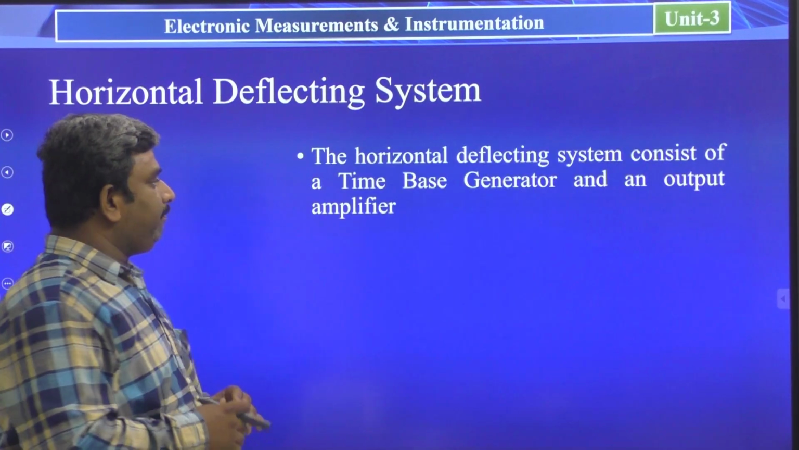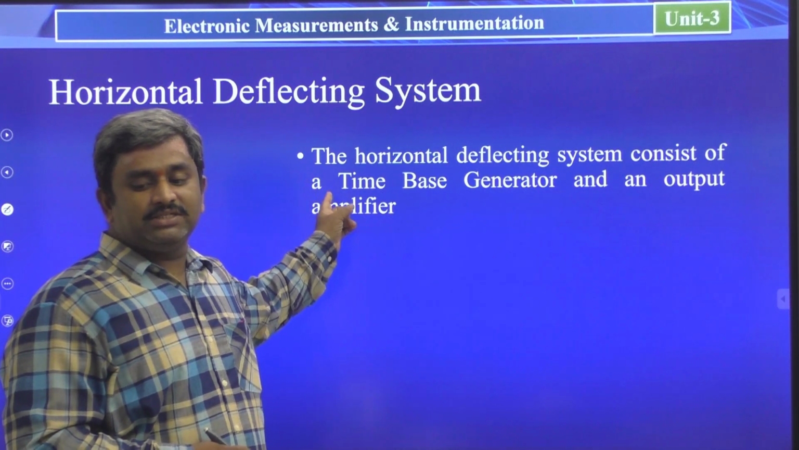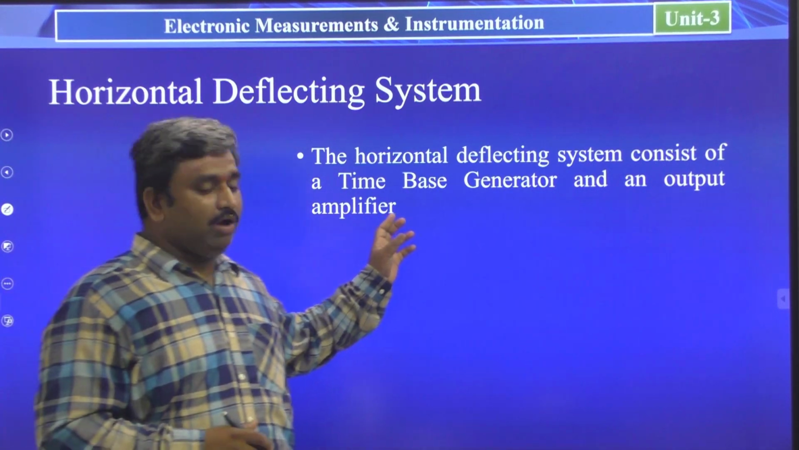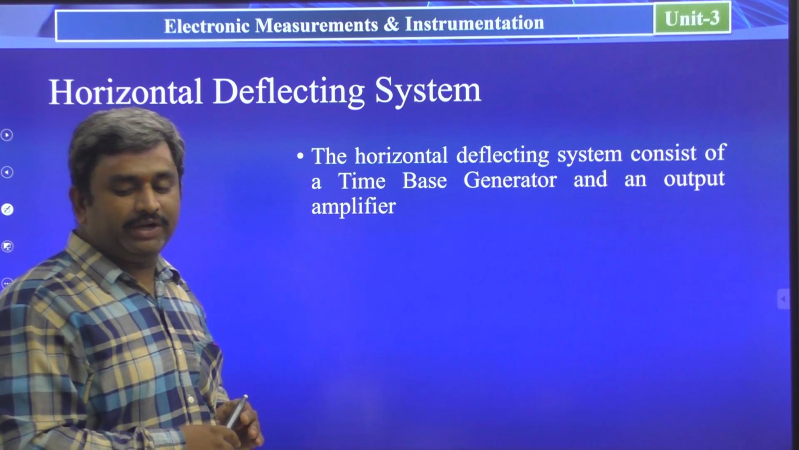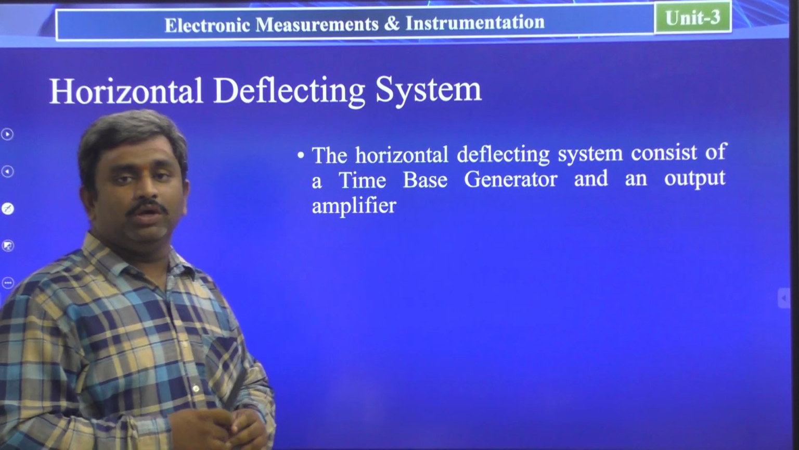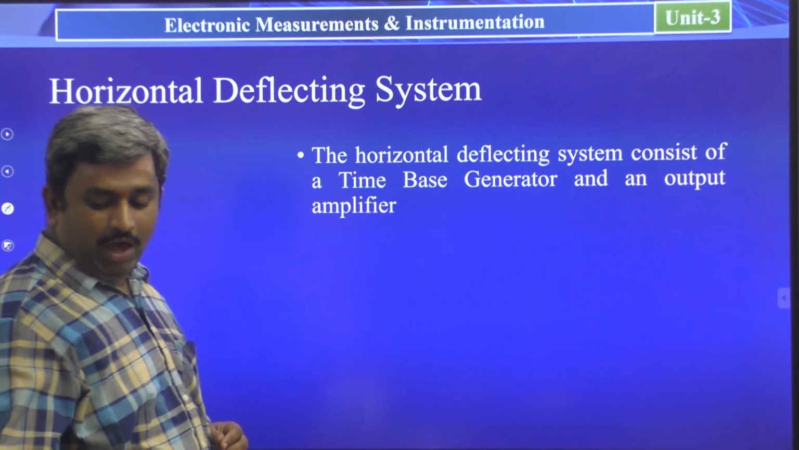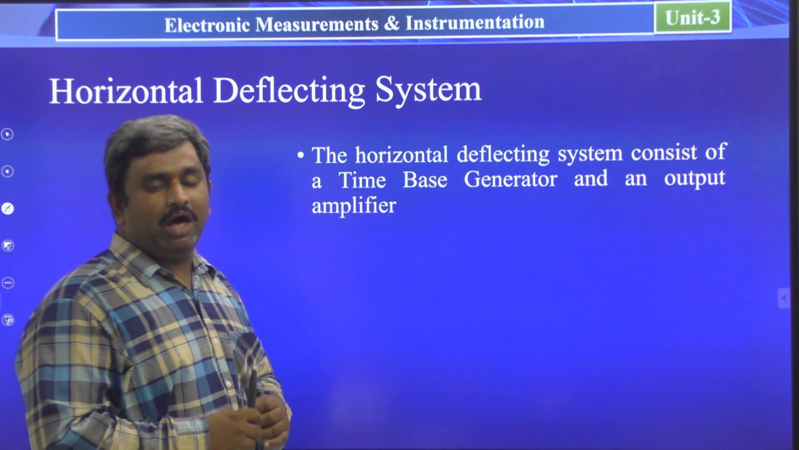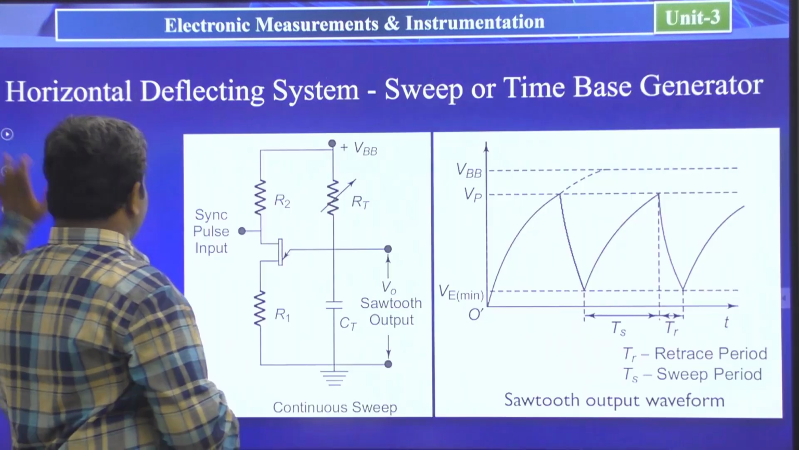That is our main motto. So this horizontal deflection system consists of a time-base generator and an output amplifier. The output amplifier is the last stage, and we have a time-base generator or sweep signal generator circuit. These circuits are available in this horizontal deflection system. Now let us see the circuit diagram of a time-base generator or sweep generator circuit and how the signal looks.